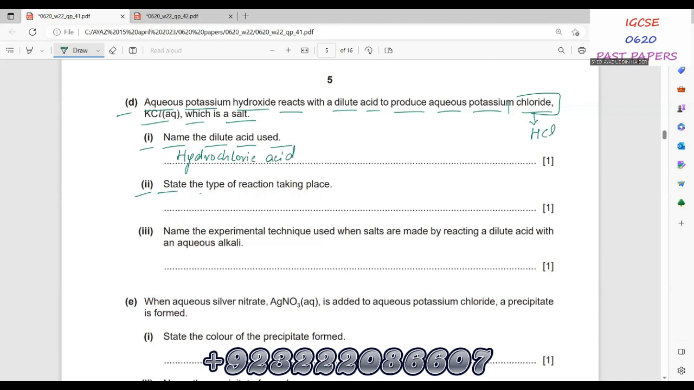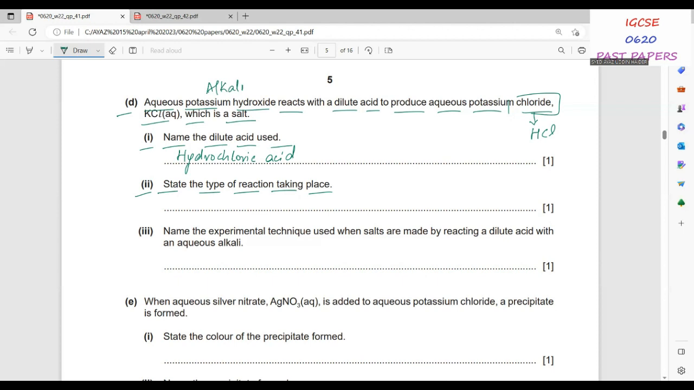Number 2, state the type of reaction taking place. Whenever acid reacts with alkali, we have a neutralization reaction. Potassium hydroxide is an alkali, so you write neutralization. Number 3, name the experimental technique used when salts are made by reacting a dilute acid with an aqueous alkali. Just titration.